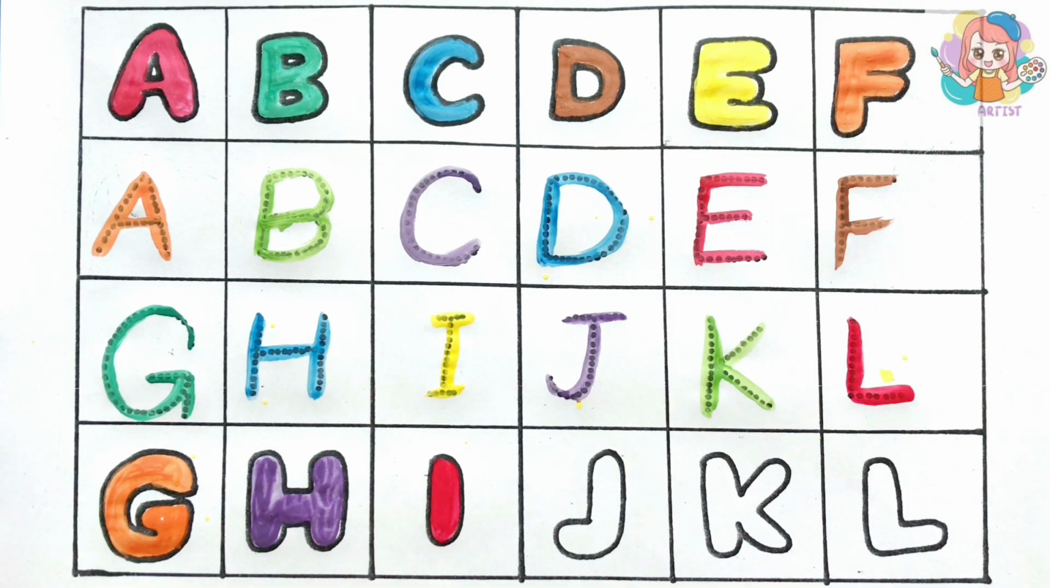J. J is for jelly. K. K is for kite. L. L is for line.